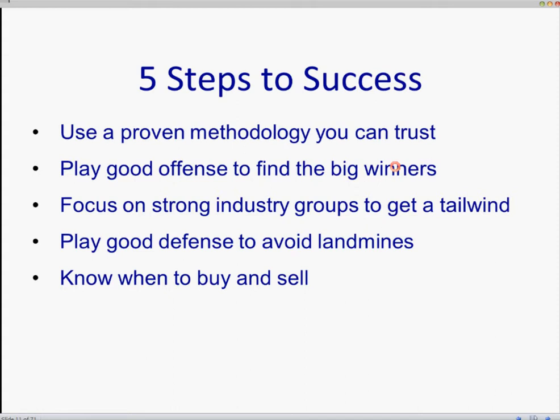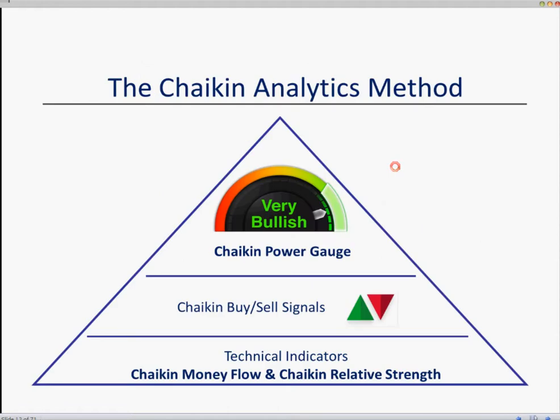Second step is play good offense to find big winners. You can do that by following the third step, which is to focus on strong sectors and industry groups. Fourth step is to play good defense to avoid landmines. You don't want stocks to blow up and destroy all the good work that you've accomplished in a given year. And then finally, you've got to know when to buy and sell. We give you some buy and sell signals. Candlestick is really excellent at that. That's why this is such a compatible approach.